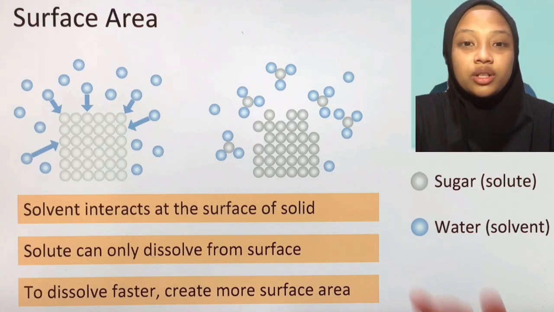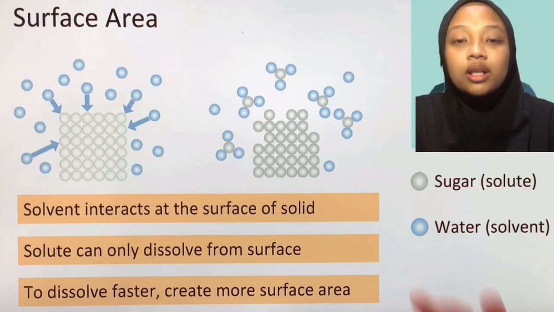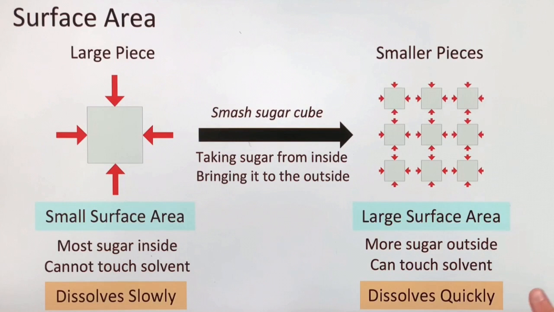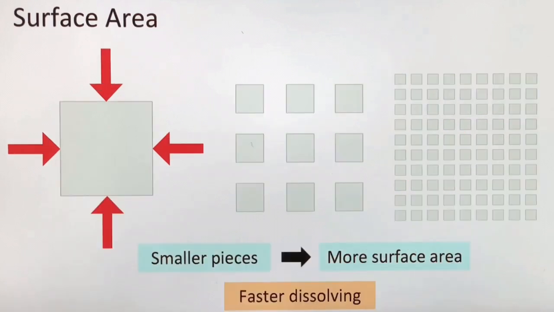Solvent interacts at the surface of the solid, and the solid can only dissolve by the surface. To dissolve faster, we need to create more surface area. So, to create more surface area from the sugar cube, we need to crush it, smash it into smaller pieces. In conclusion, we could see that a smaller piece has more surface area and it dissolves faster.